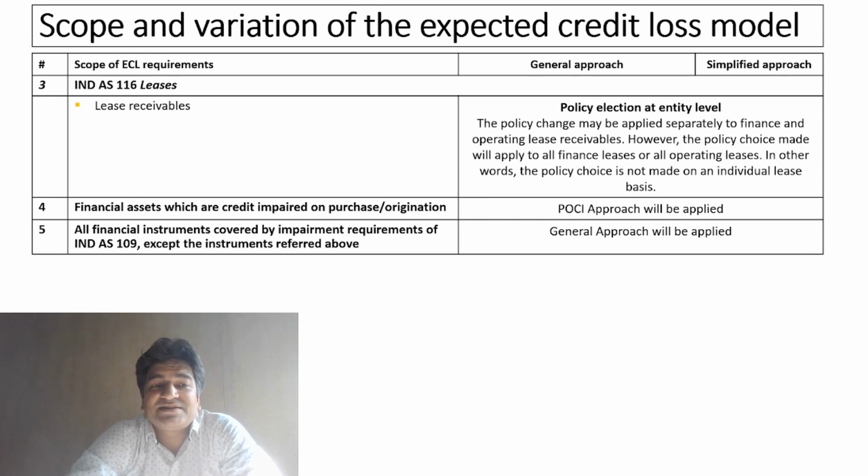In case of financial assets which are credit impaired on purchase or origination, the POCI approach will be applied. And for all the financial instruments covered by the impairment requirements of Ind AS 109, except those which we have already discussed, the general approach will be applied. So guys, in this session, we have understood the various approaches to ECL, that is, the general approach, the simplified approach, and the POCI approach, and what approach will be applicable to which financial asset.